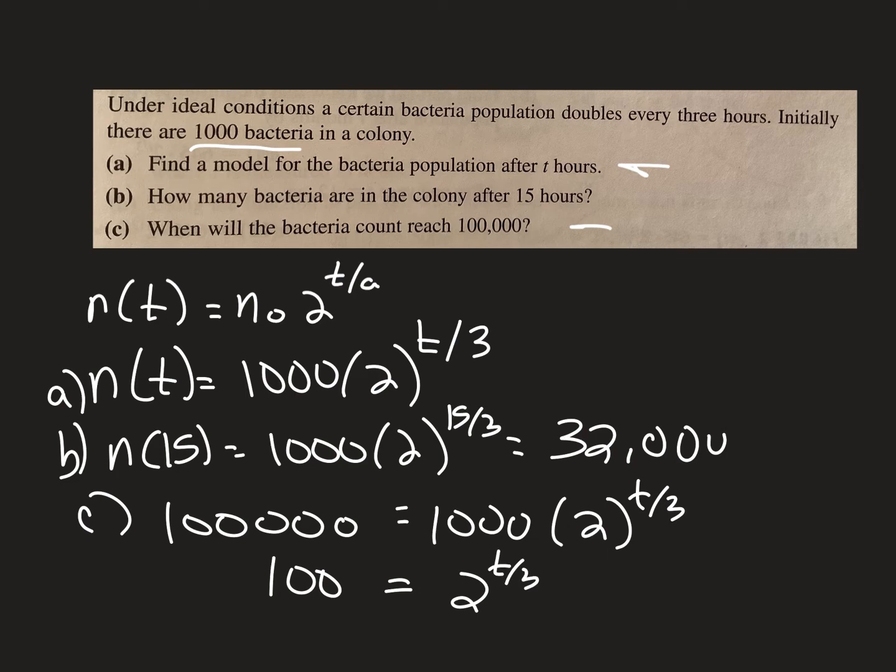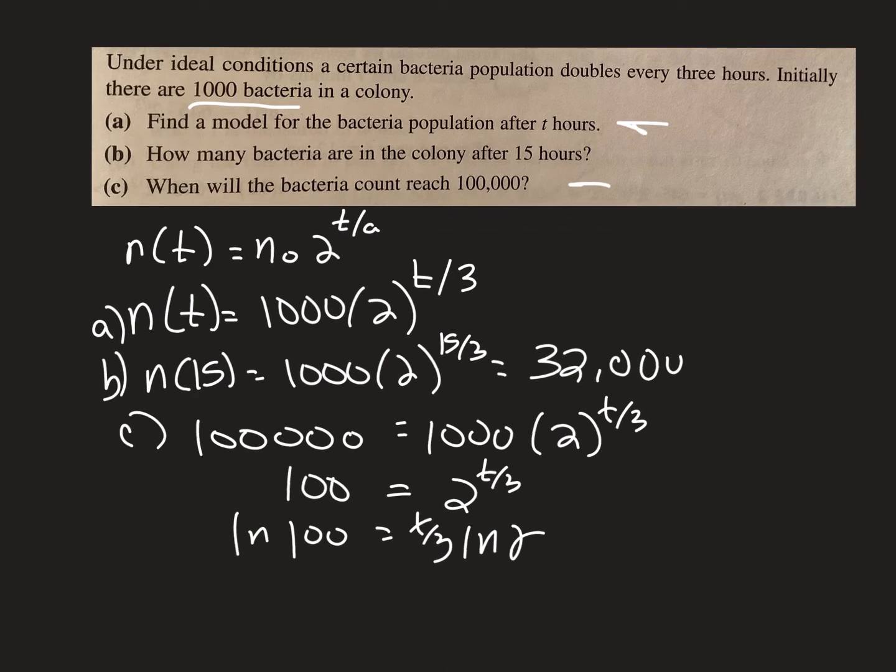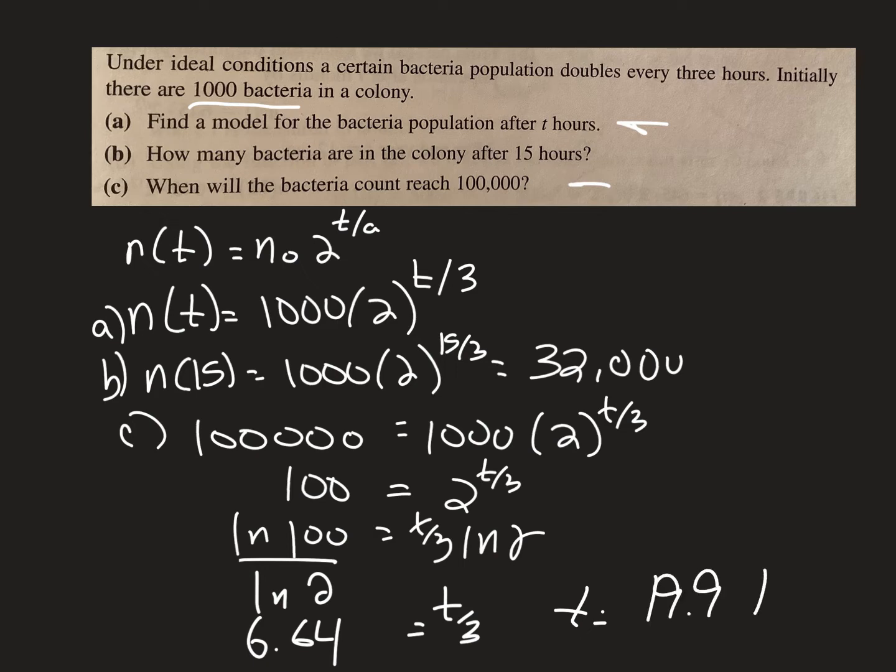Now here we go again. When you need an exponent, you don't know it, you've got to take the log of both sides. So I'm going to do natural log 100. Exponent goes in the front, natural log 2. I'm going to divide both sides by natural log 2. So I get natural log 100 divided by natural log 2 equals T over 3. Let me punch that in real quick. I got 6.64. If I multiply that by 3, that will give me my final answer. So I get 19.9 hours to get to 100,000. Remember, we're in hours, so almost 20 hours.